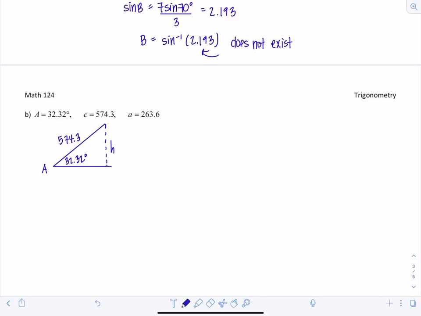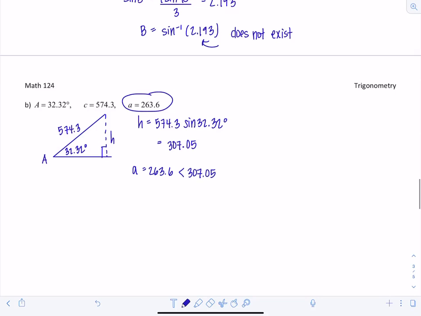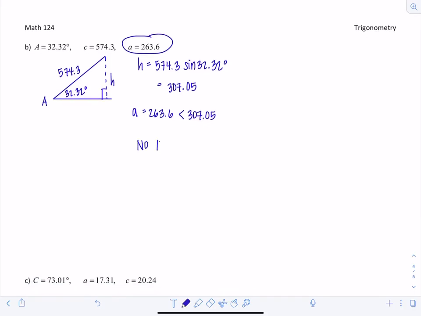First thing I want to do is find H. So H equals that side, 574.3, times sine of 32.32 degrees. And if you punch this all in the calculator, you get 307.05. Well, how big was A? How big was that side? A was 263.6, which is smaller than H. So what does that tell me? Well, just like the last problem, there's no triangle. The side opposite angle A was not long enough to close all three sides and make a triangle.